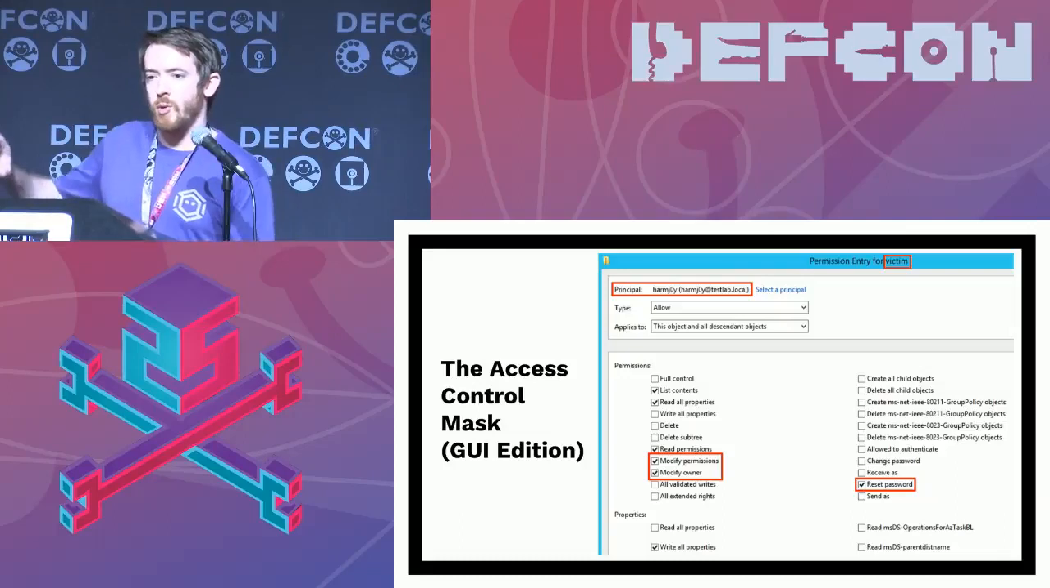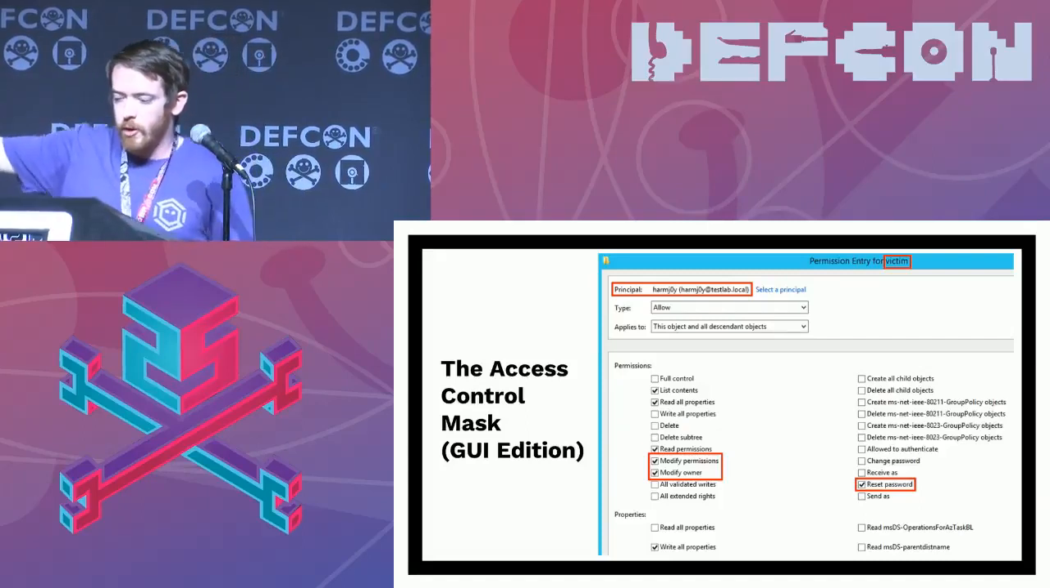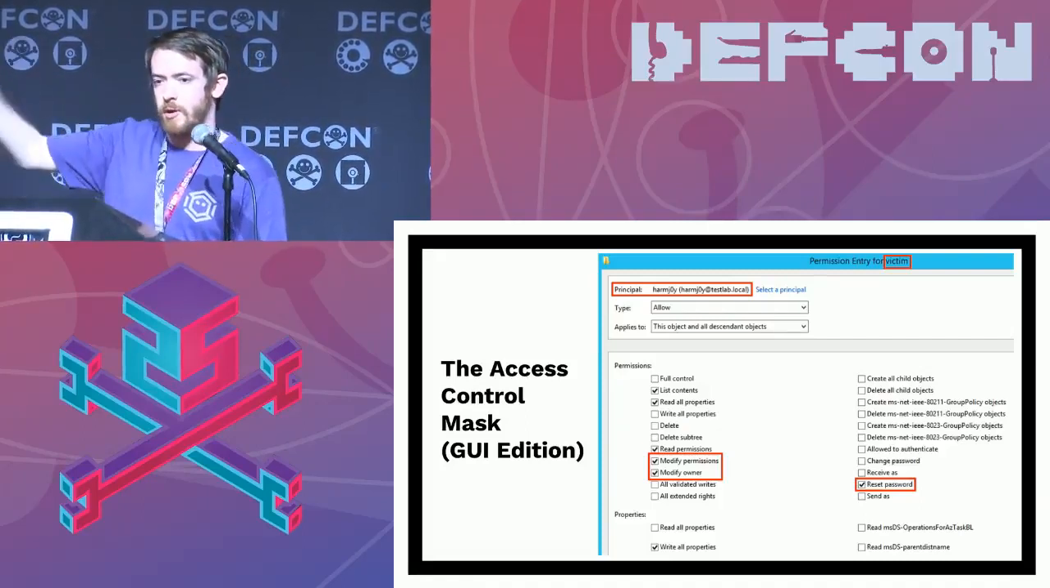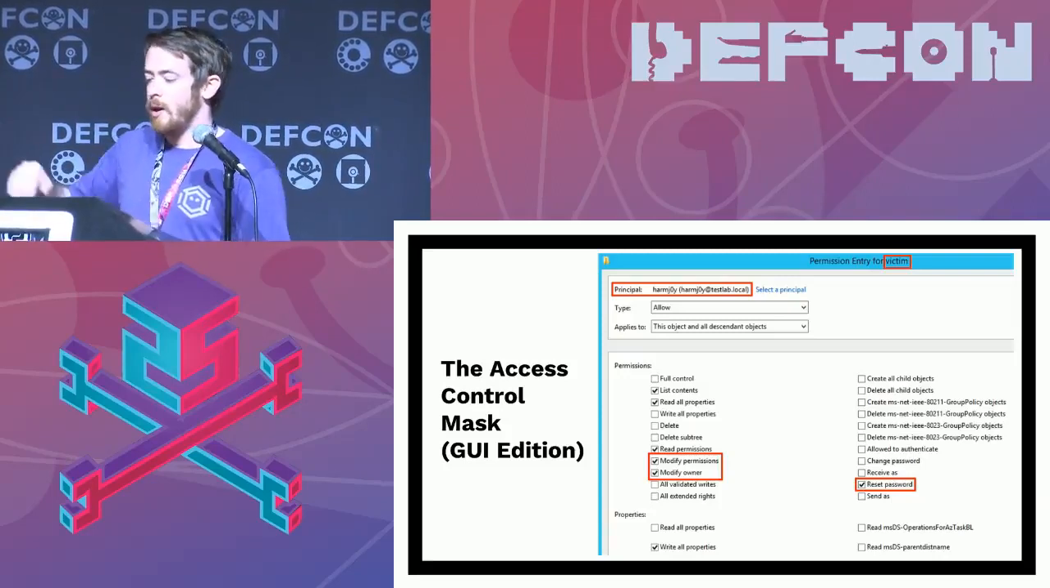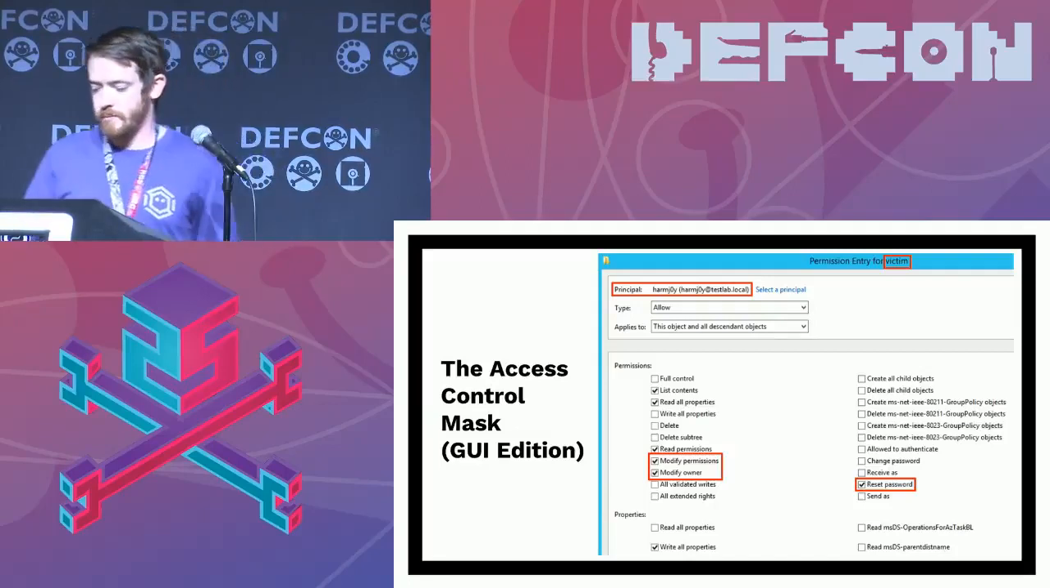This is what it'll look like in ADUC, Active Directory Users and Computers. So you can see that the principal is up there all the way at the top right, the object is victim, so victim user. The principal is harmjoy, so harmjoy has these rights. There's lots of rights in there, and the ones we care about are, like, modify the permissions on the object, modify the owner.